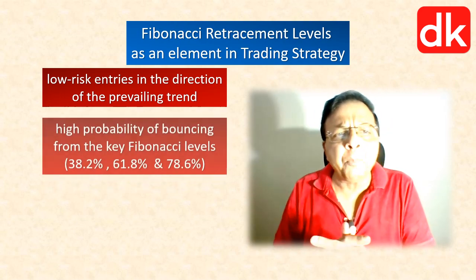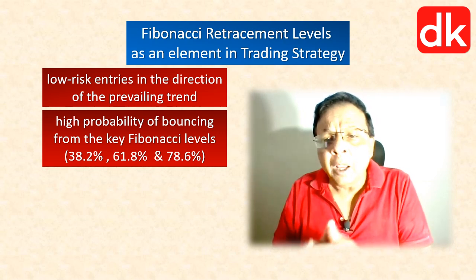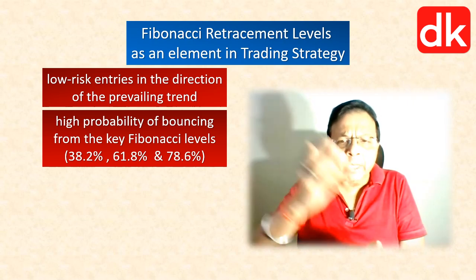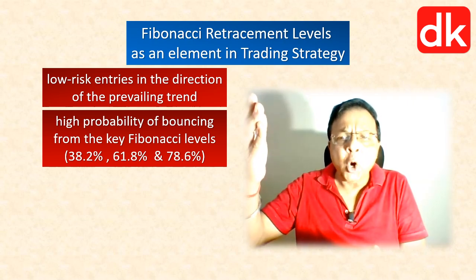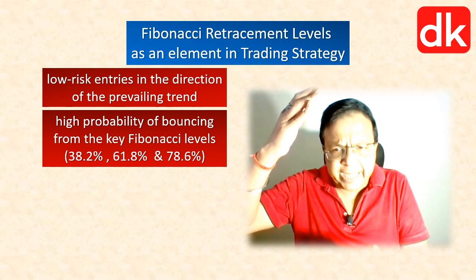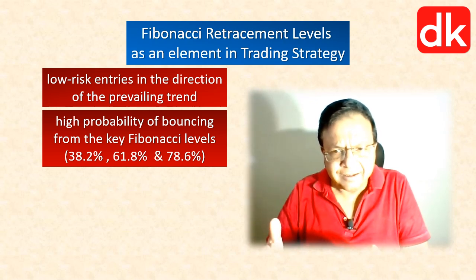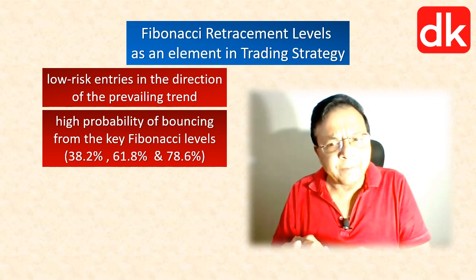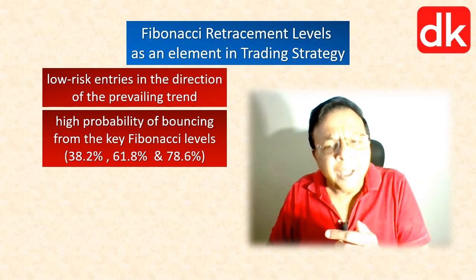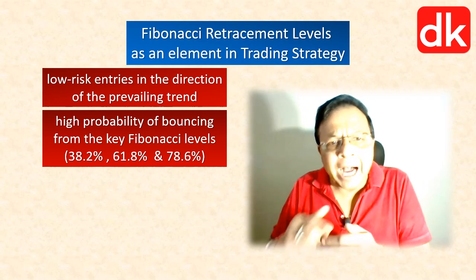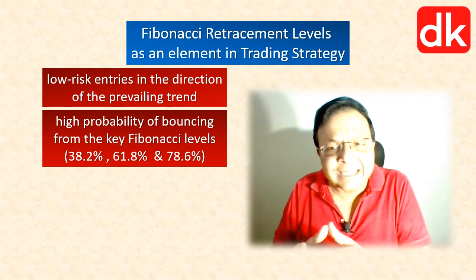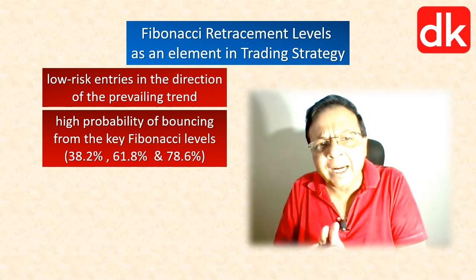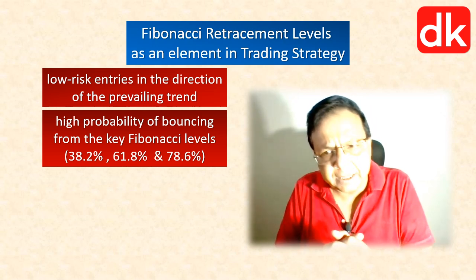So the second important point is high probability of bouncing back. When the market is trending up, naturally the impulsive wave would be created on the upside, and the market then takes a correction. It will be a smaller wave, and after the correction is over, that is called the bouncing back phenomenon. So high probability of bouncing exists at 38.2%, 61.8% and 78.6%.